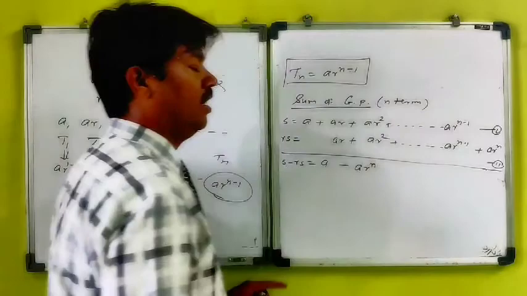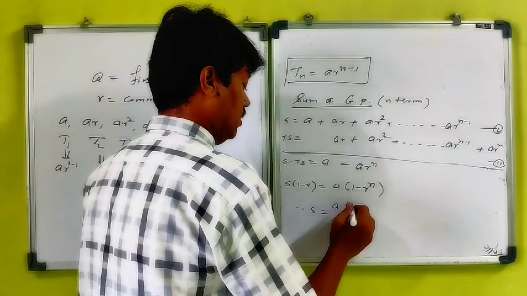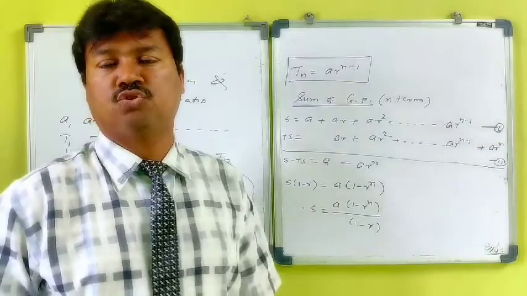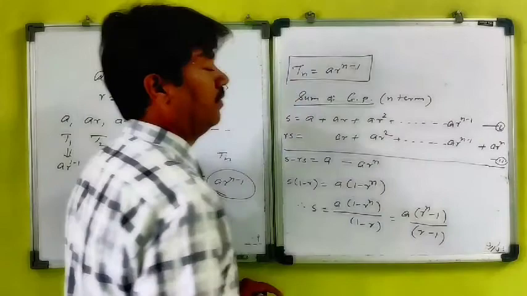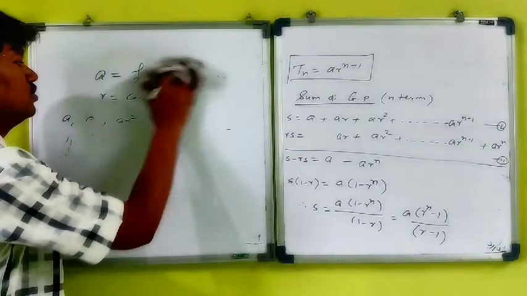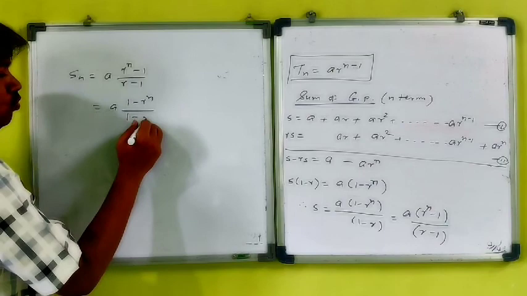If I take A common, A times 1 minus R raised to n equals S times 1 minus R. So we can say that S is equal to A into 1 minus R raised to n upon 1 minus R. This is the formula for the sum of n terms. If we take a minus common in the numerator and the denominator, we get the other form, and both formulas are the same. Generally we use the first formula and this one for two different conditions. This one is used when the ratio is greater than 1, so that a negative value will not come.